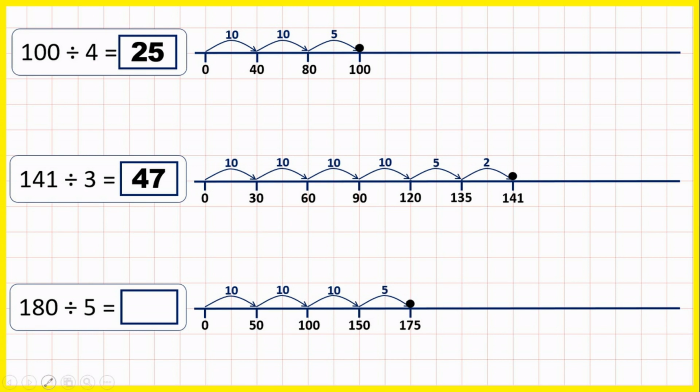So from there, to get to 180, we just need to jump one more. So altogether, we jumped 10, 20, 30, so 3 in our 10s. Then we jumped 5 and 1, so 6. So 180 divided by 5 is 36.